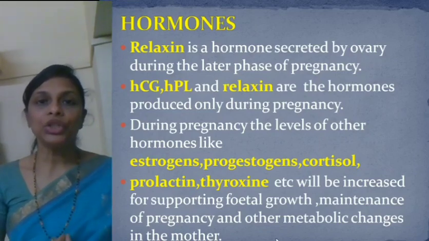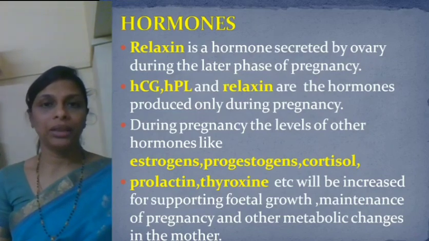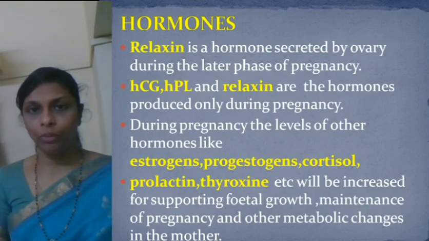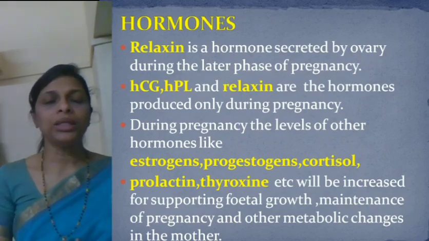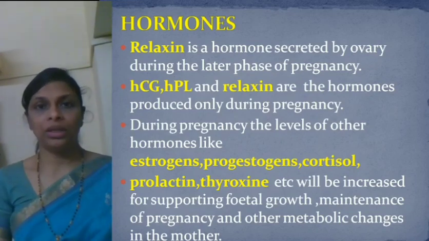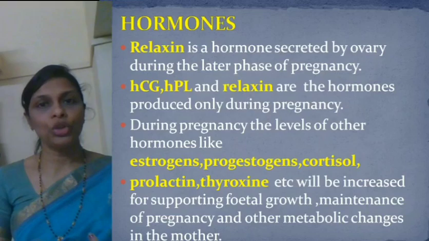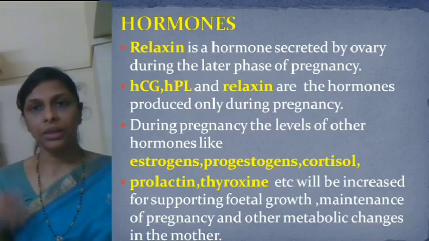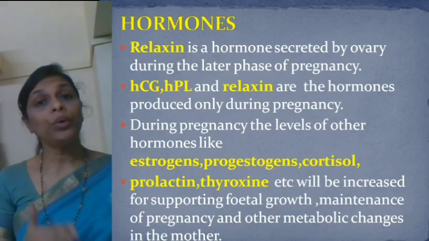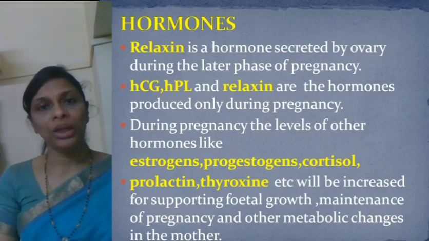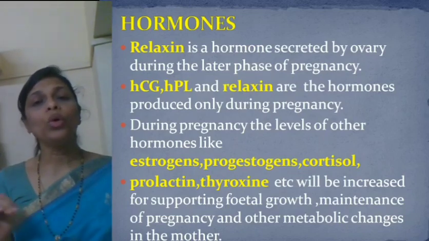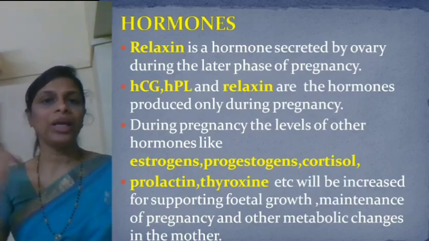So in addition to the hormones like relaxin, HCG and HPL, which are produced only during the time of pregnancy, the levels of other hormones like estrogen, progesterone, prolactin. Estrogen and progesterone, I already told you: estrogen is secreted by follicular cells, progesterone is secreted by the corpus luteum. Then prolactin, it is secreted by the pituitary gland. Thyroxine, secreted by the thyroid gland. So the levels of all these hormones also will be high.